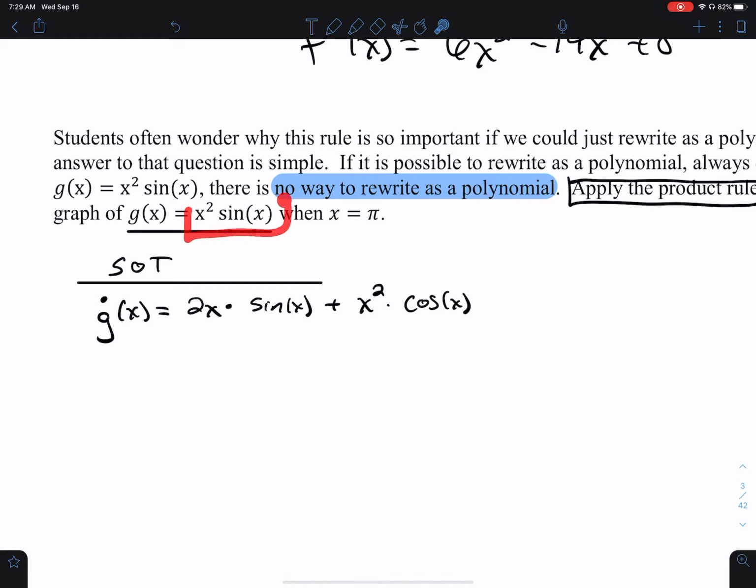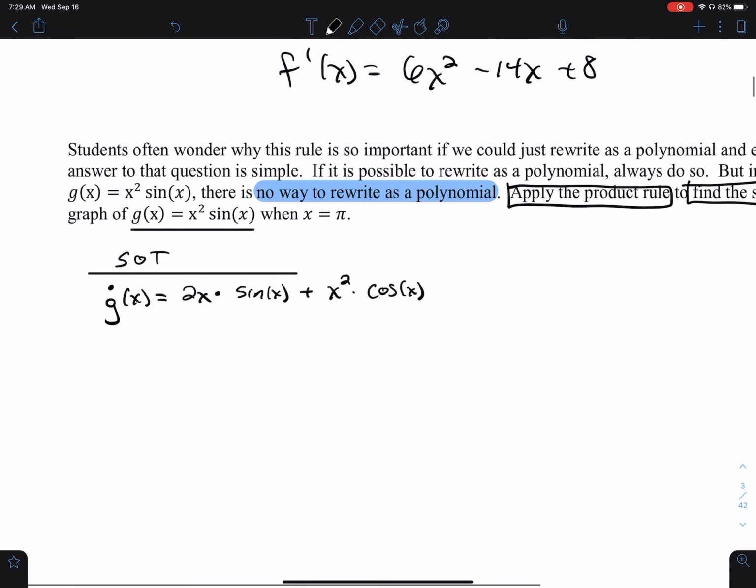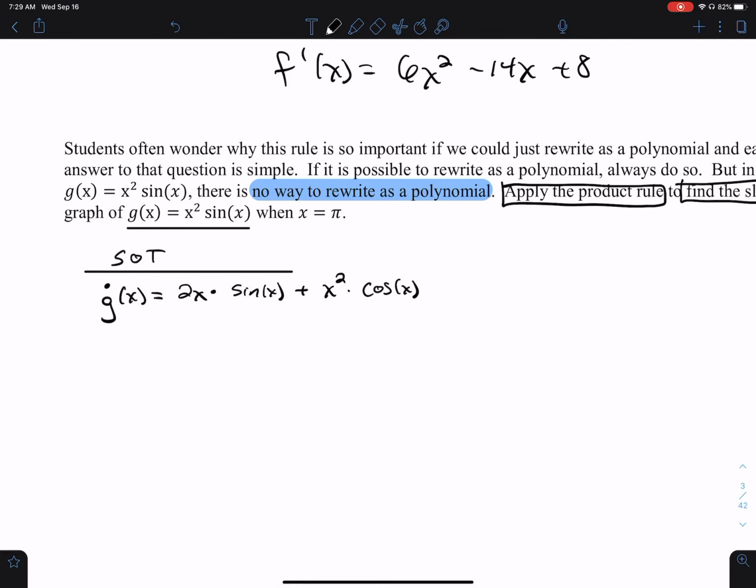Had we not known the product rule, there is no way for us to do this short of using a calculator. This cannot be simplified. You could factor an x out to the front from each of these terms. It's the best you could do. It's not that helpful. We're supposed to find the slope of the normal line of g of x when x is pi. So we got to find the slope of the tangent line first.